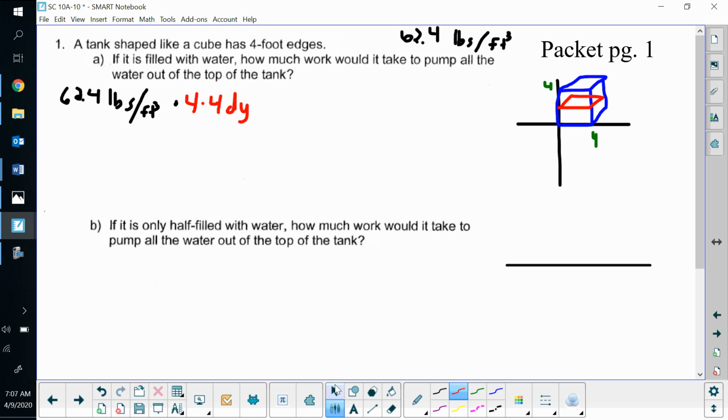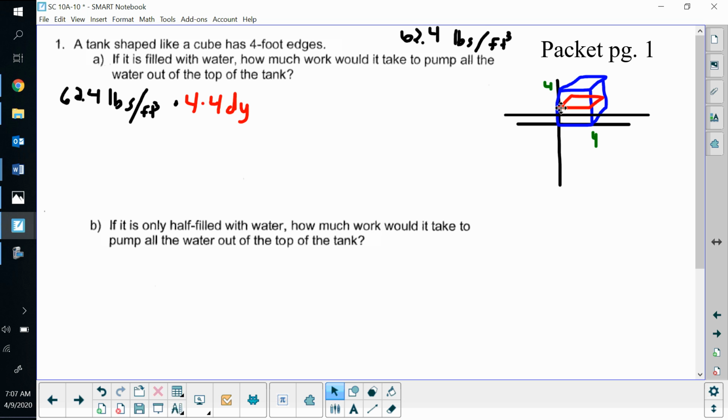Now, we always want to slice it horizontally because all of the water in this slice is going to travel the same distance to get out the top of the tank. If you sliced it vertically, then the water in that vertical slice would all be traveling different distances to get to the top. We want them all to travel the same distance, so we'll always slice these horizontally.